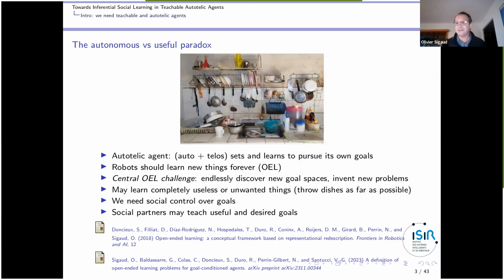So from one side, we want the robot to be fully autonomous, but if we want it to be useful, either we control the autonomy or we have to find something else. And in fact, there is a situation where we have autonomous agents that we manage somehow to make do useful things. That's the case of our children, okay? We can educate them. So we teach them so that they will do things that are finally useful for society and not so many unwanted things in the home and in life in general, okay? So somehow we need some social control over the goals of autonomous or autotelic agents, okay? And the idea is that social partners may teach useful and desired goals. So our point with colleagues is to find a way to teach agents so that they will have interesting learning trajectories.